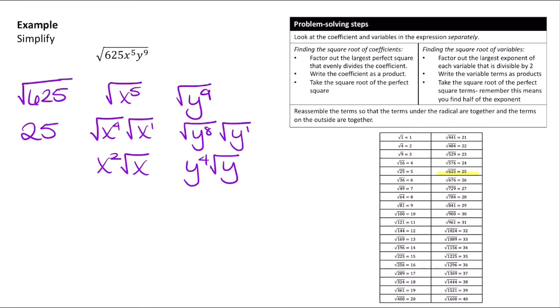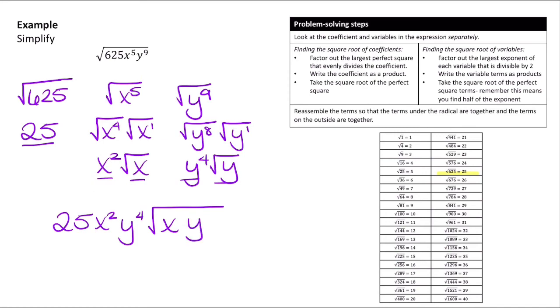So now let's gather up all our terms. Everything on the outside is going to be 25, and then I have x squared and y to the 4th. Now let's put all my terms under the square root together. So I have x and I have y. Okay, so that is going to be my fully simplified answer.